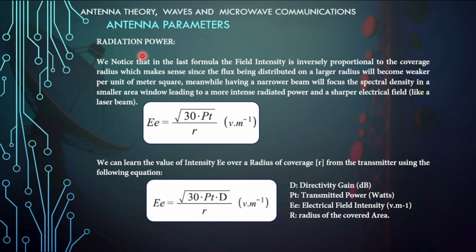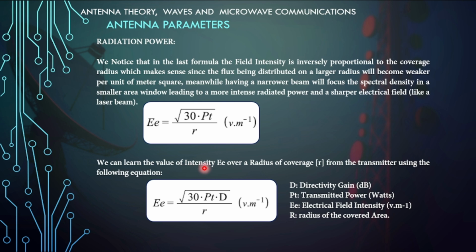So radiation power, as we noticed in the last formula, the field intensity is inversely proportional to the coverage radius, which makes sense since the flux being distributed on a larger radius, larger area, will become weaker per unit of square meters. Meanwhile, having a narrower beam will focus the spectral density in a smaller area, making it stronger. So this leads to a more intense radiated power and a sharper electrical field, like a laser beam. So effective intensity of the electrical field is equal to square root of 30 times transmitted power divided by the radius of the coverage area, expressed in volt per meter.